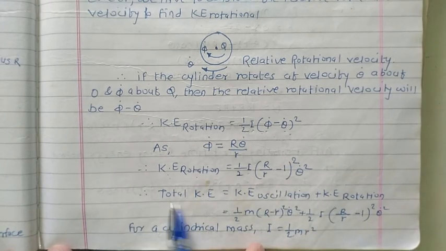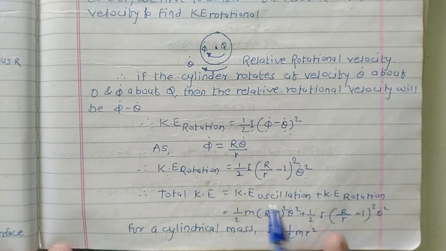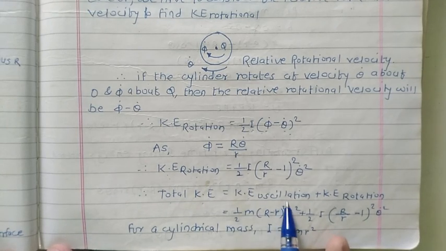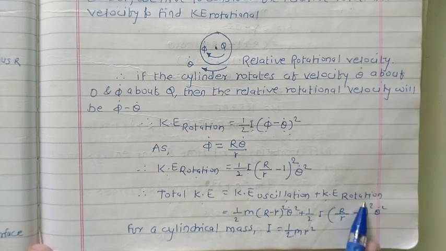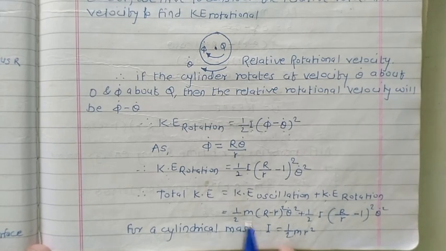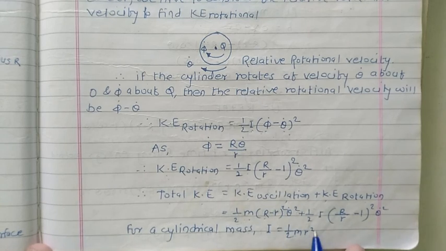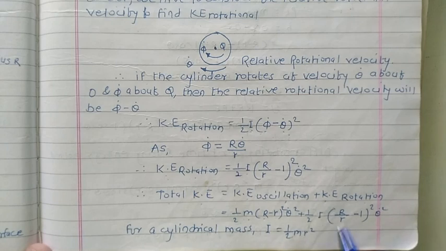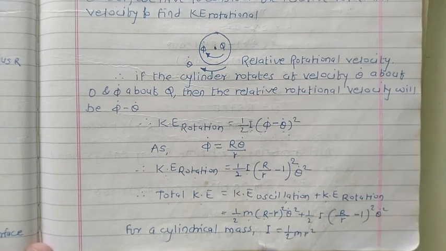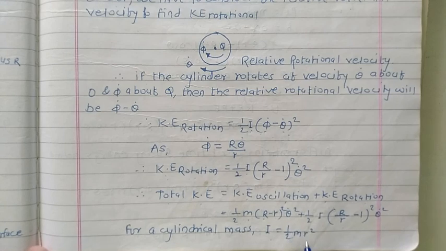So what's about the total kinetic energy? Total kinetic energy is nothing but the addition of kinetic energy during the oscillatory motion plus kinetic energy during the rotational motion. So during the oscillatory motion, we already have that kinetic energy, 1/2 mass multiplied by the difference between the radius, capital R minus small r whole bracket square into theta single dot square, plus 1/2 into I into capital R by small r minus 1 whole bracket square into theta single dot square. Okay, so for the cylinder we know capital I is nothing but 1/2 mass into its radius square.